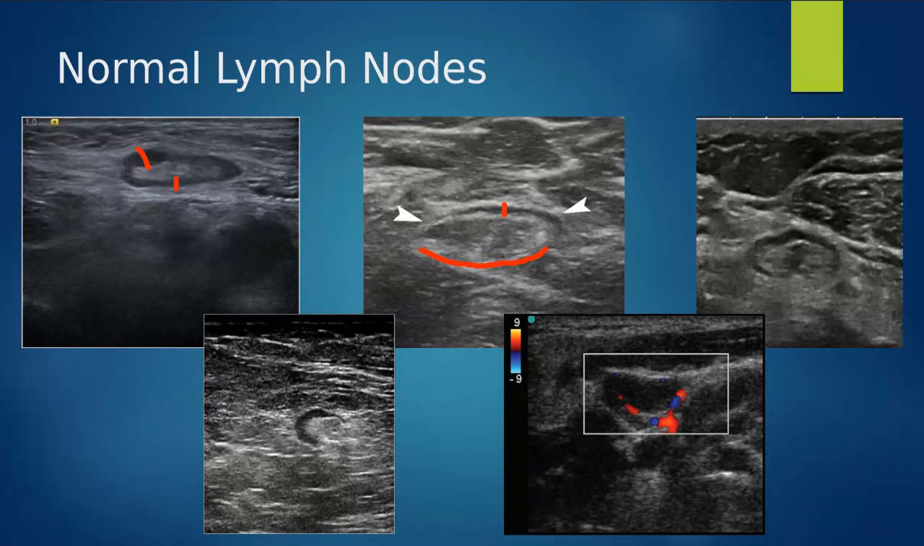So again, we see our nice hypoechoic cortex. We see our echogenic medullary region. This is still totally normal right here. Still completely normal. Same thing with right here. And then in our picture on the bottom right-hand side, we are showing the vessels entering that lymph node and also exiting as well. So, normal, healthy lymph nodes on ultrasound.